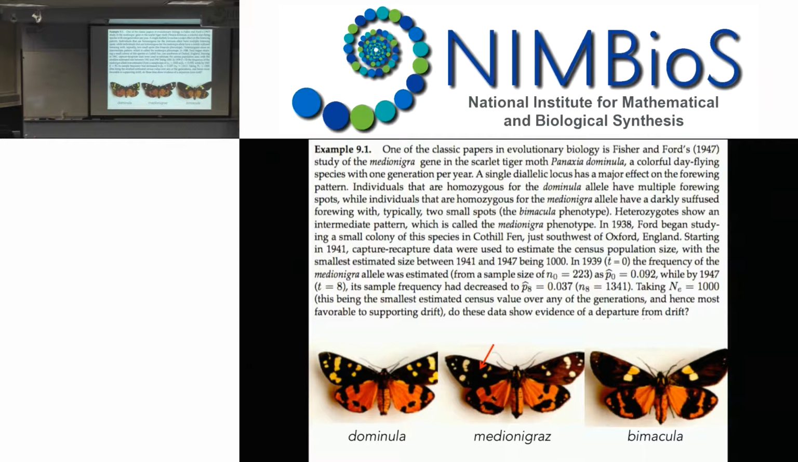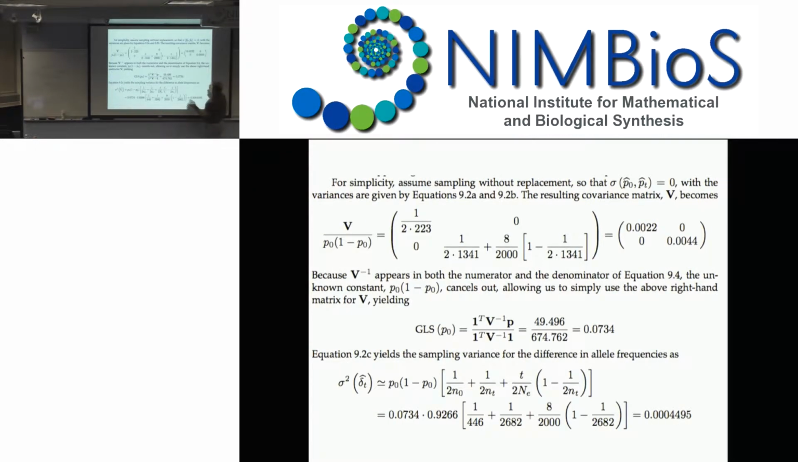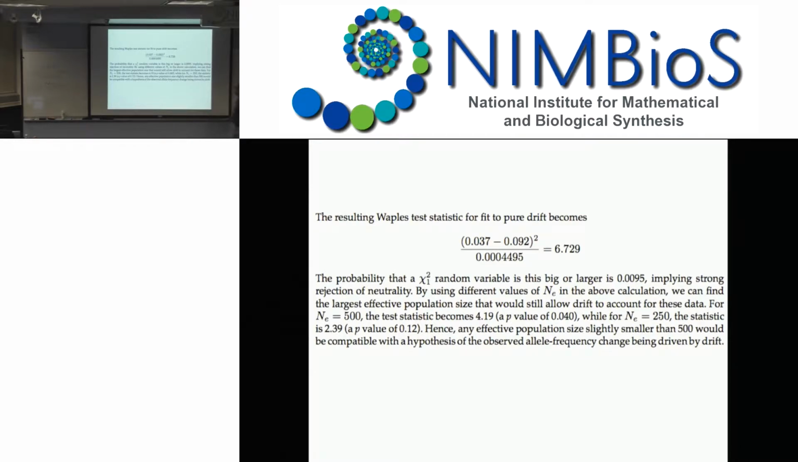I know time is good, so I can go back and try different values of the effective population size and see what effect that has. That's simply redoing the calculation, and this would now be 2 times the current effective population size, same thing down here. If I take the effective population size at 500, that test statistic becomes 4. It's still significant. If I take the effective population size at 250, it's no longer significant. So an effective population size slightly smaller than 500 would still be compatible with drift.